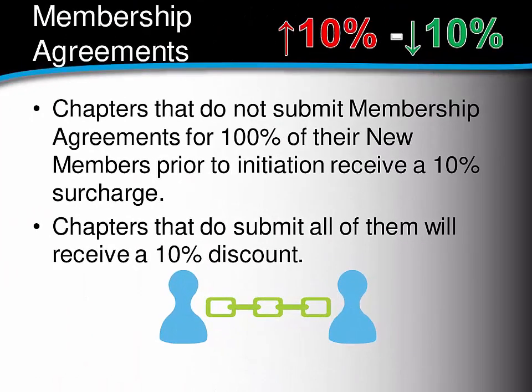When members accept their contributions to the chapter's well-being, they are taking a step in the right direction. The easiest form of this is having members fill out and submit a membership agreement to the fraternity. Chapters who do not submit membership agreements for all new members prior to initiation receive a 10% surcharge. Chapters that do submit all of them will receive a 10% discount.